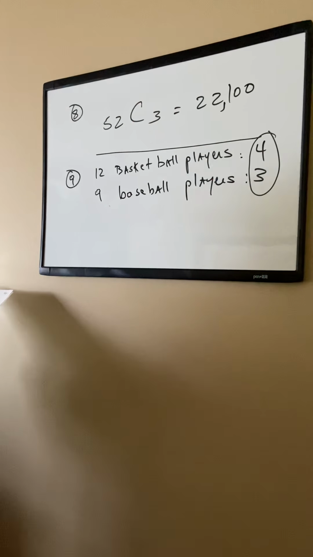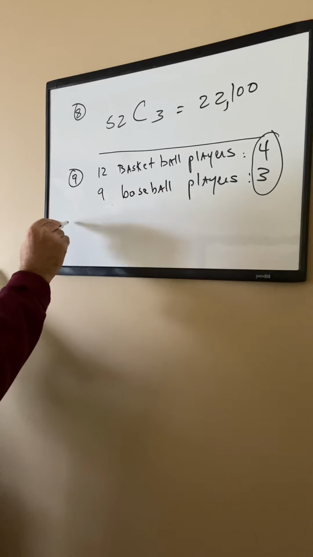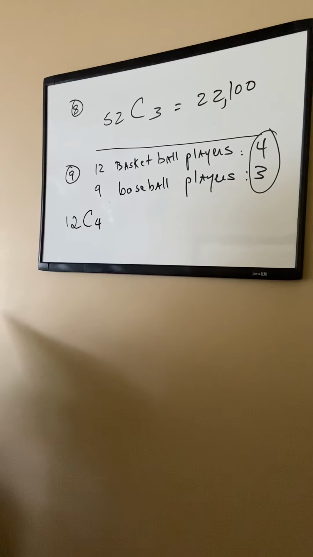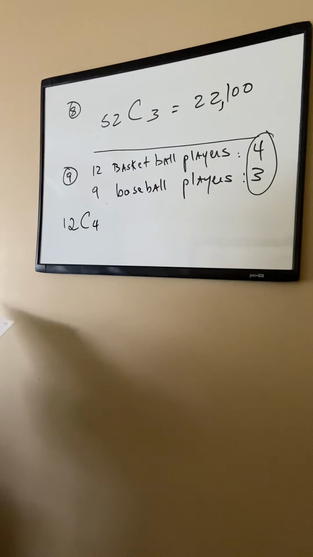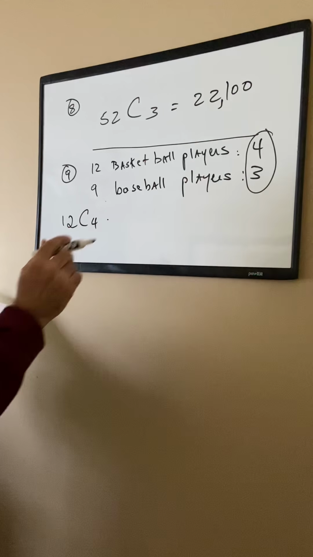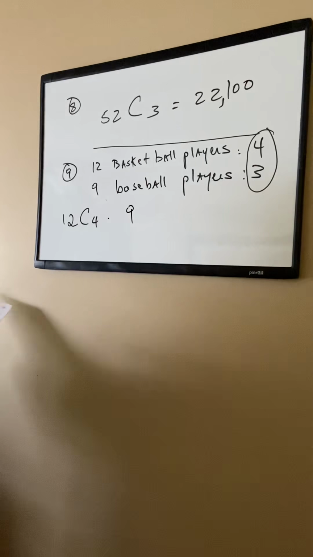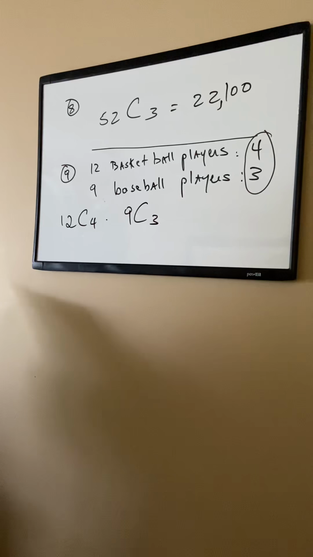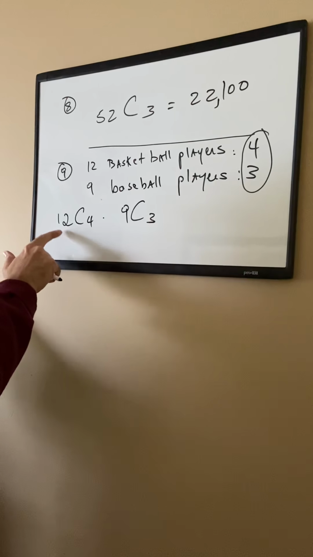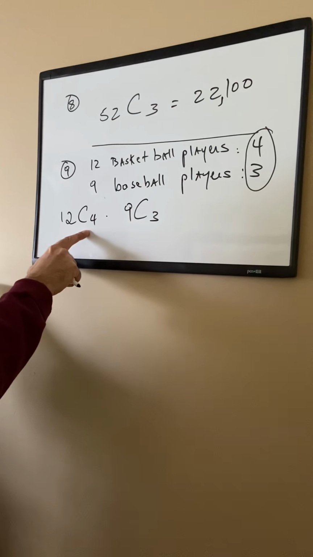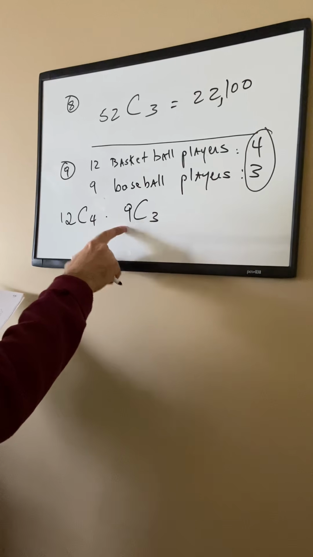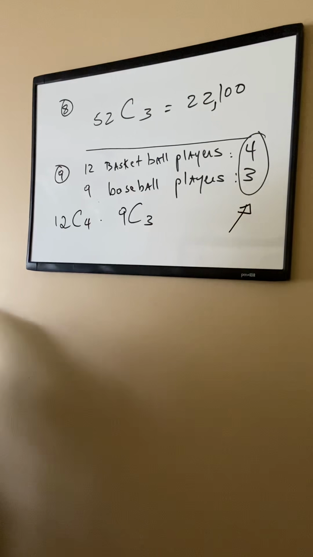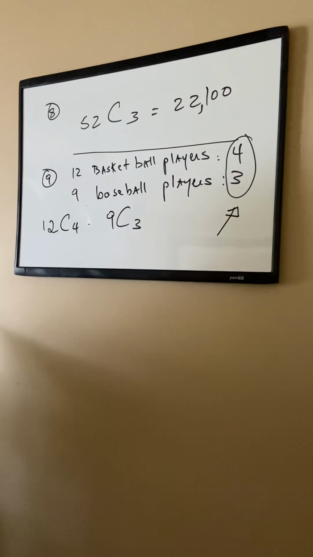The way we're going to calculate this is we are going to take 12 basketball players from whom we want to select 4 at a time. The order is not important how we pick the players. We're going to multiply that by 9 baseball players from whom we want to select 3 at a time. So on your calculator, calculate 12 combination 4, and whatever the outcome is, multiply it by 9 combination 3, and that's how we're going to select the 7 players out of a total of 21 players altogether.